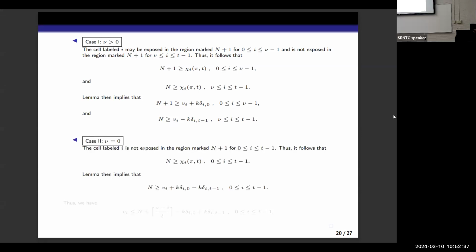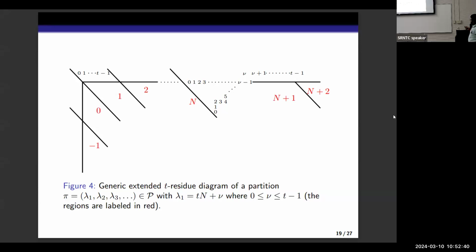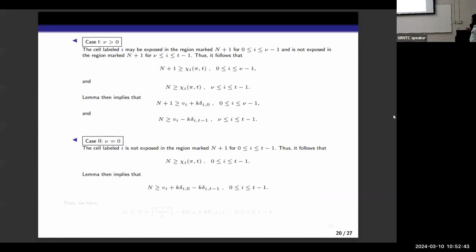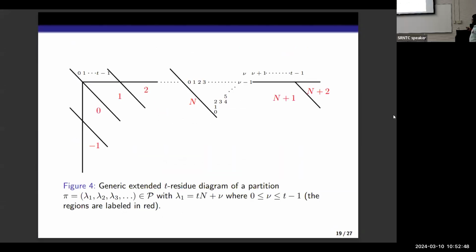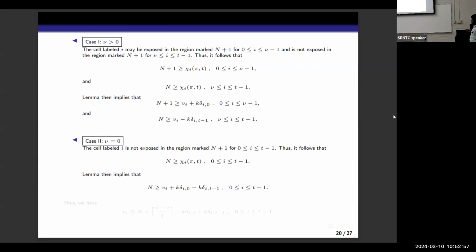And now let's consider the case nu equals 0. So nu equals 0 means we end at this region. We don't have anything to the right. So then any cell labeled I, for I between 0 and T minus 1, in the region n plus 1 is not exposed, because they can't lie on the rim, at the end of a row. So the largest region where it is exposed is n. And then from the lemma of Berkovich and Garvan, we get this inequality. Now we have to combine these three inequalities into one single relation, and that's that relation. So we have our bound on the number of parts of the ith component of the T quotient.